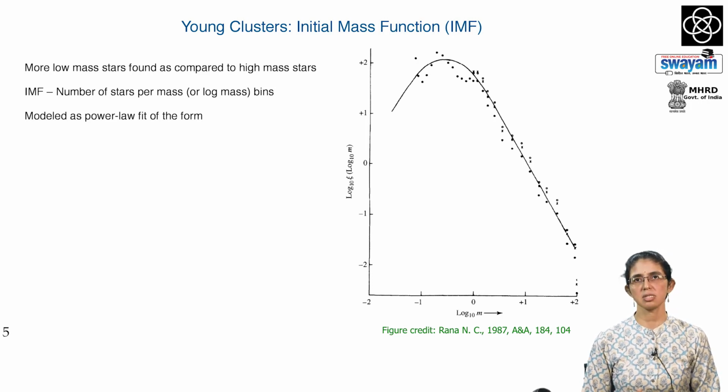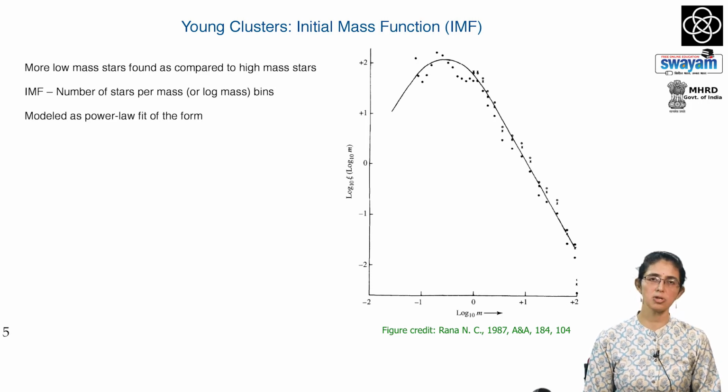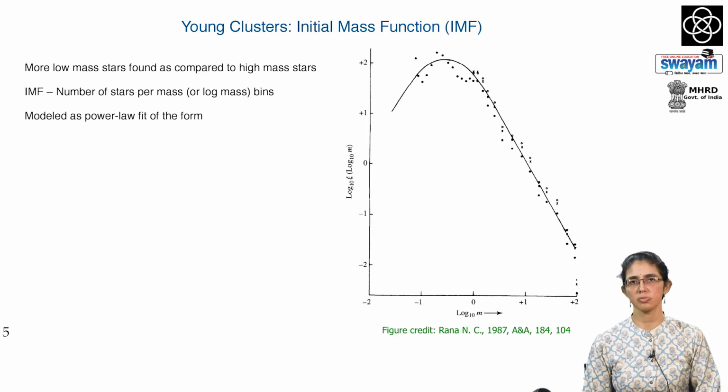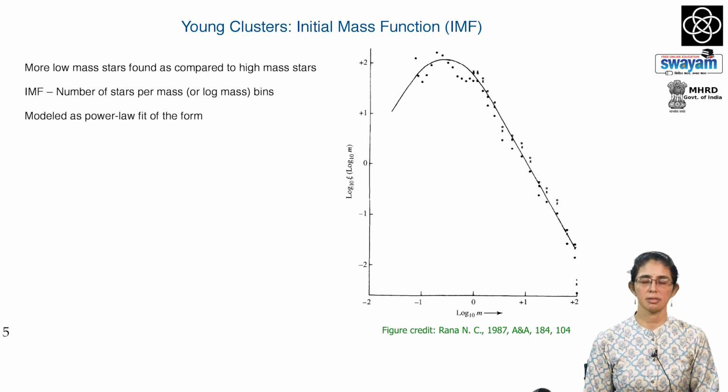How are the stellar masses distributed in a given cluster? It is found that in most clusters, almost universally, the low mass stars are much more abundant as compared to the high mass stars, and researchers have been studying this mass distribution of stars, and they have given it a specific name, which is known as the initial mass function.